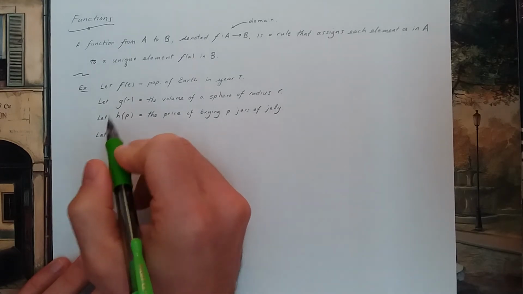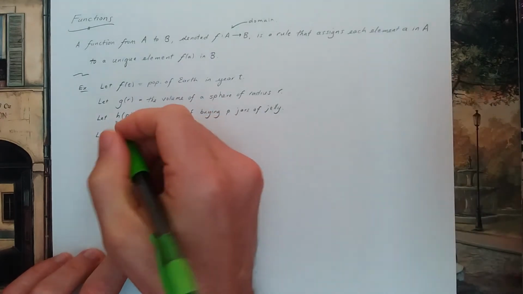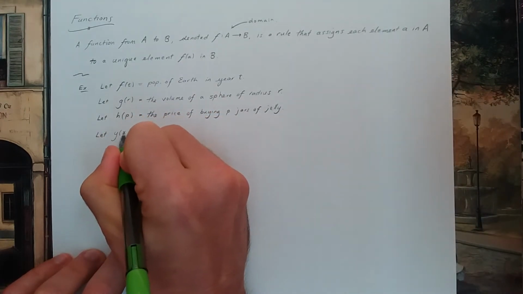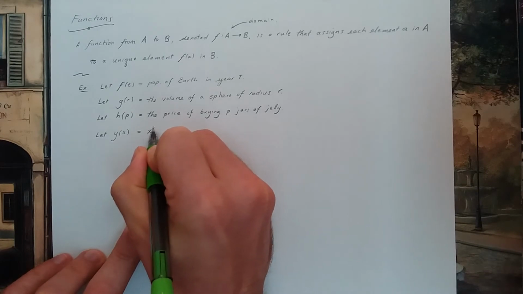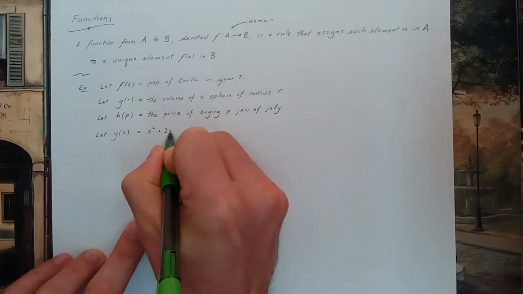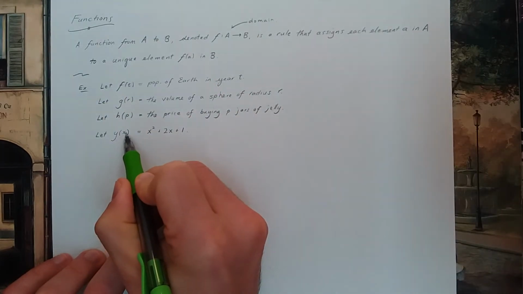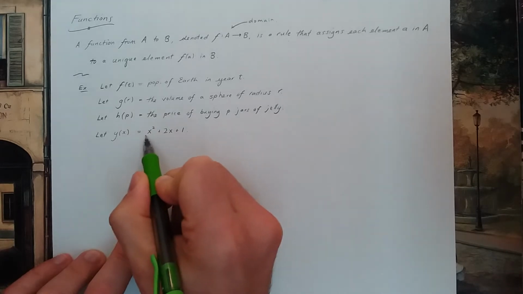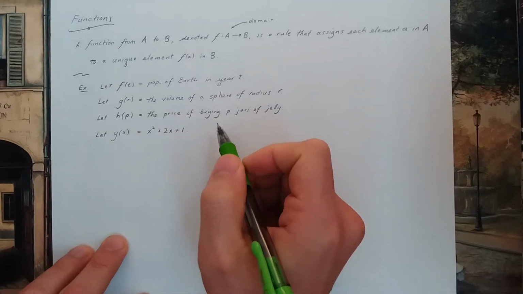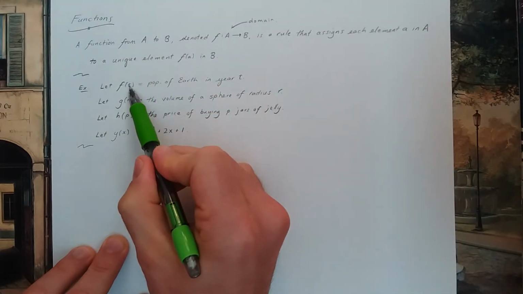Okay, let's write down a function similar to those that we've seen more recently in this course. Maybe I could have y of x equals x squared plus 2x plus 1. So every value of x, every real number you can think of, has a unique output value. So these are examples of functions. You have an input and an output.